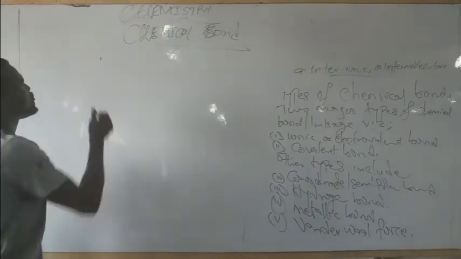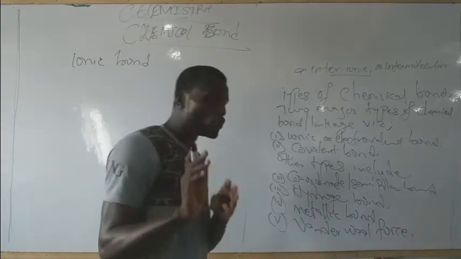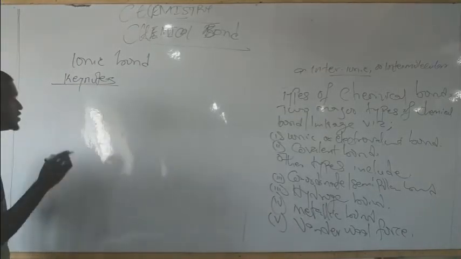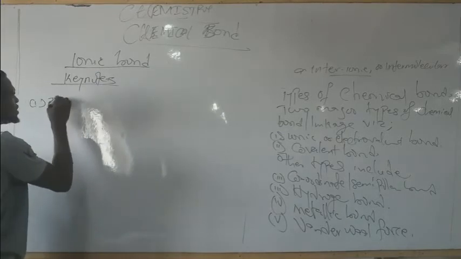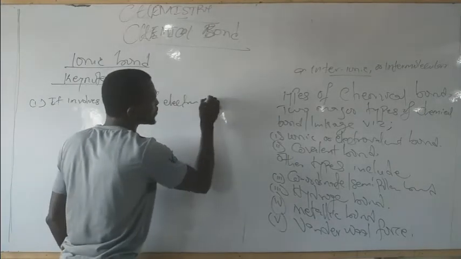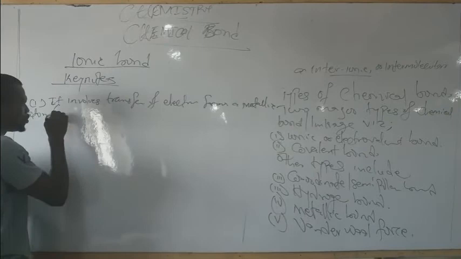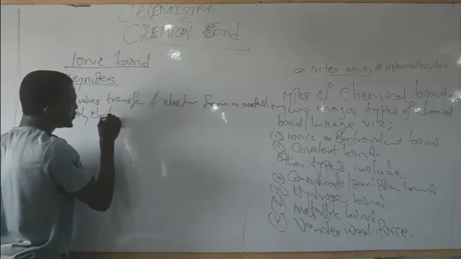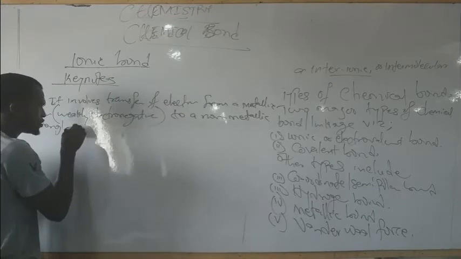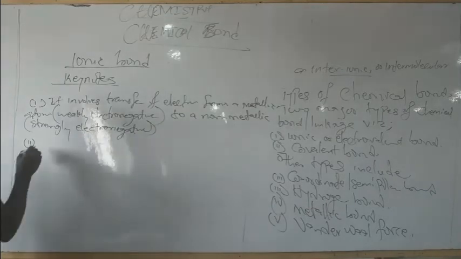Now we proceed with ionic bonding. For ionic bonding, there are certain rules you need to know, which I'm going to encapsulate in key notes. The first thing you need to know as a student to identify ionic bond is that one, it involves transfer of electron from a metallic atom, weakly electronegative, to a non-metallic atom, strongly electronegative.